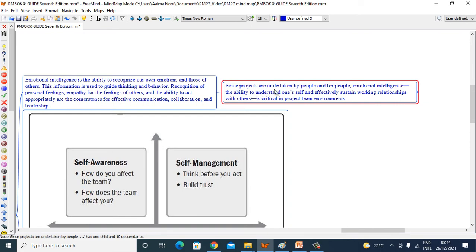Since projects are undertaken by people and for people, emotional intelligence, the ability to understand oneself and effectively sustain working relationships with others, is critical in project team environments.